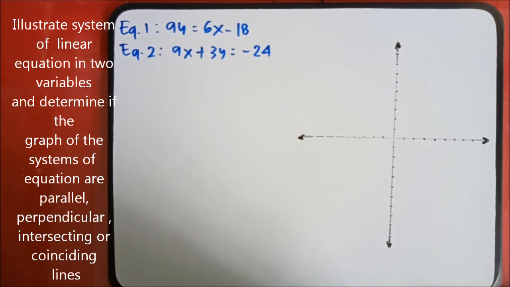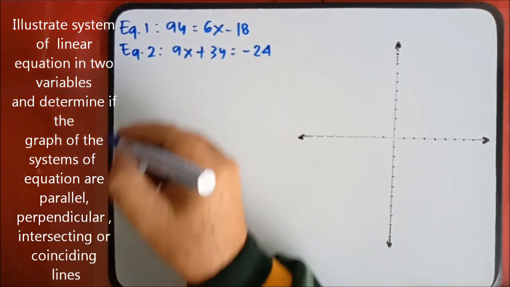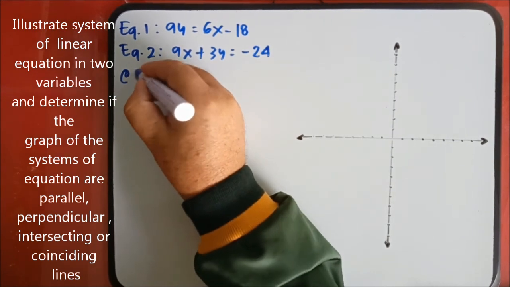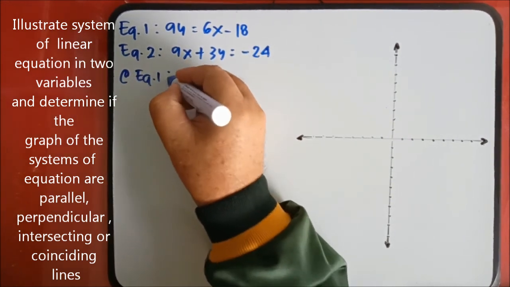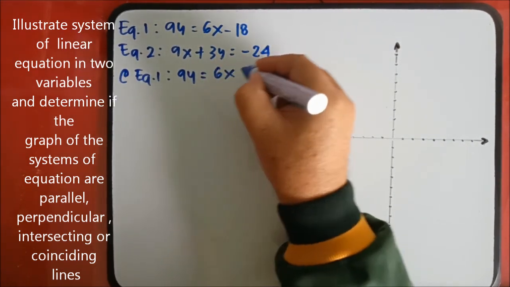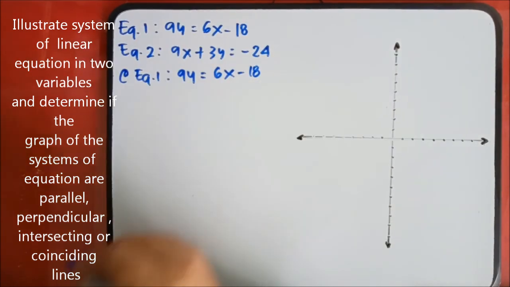Sir, why slope-intercept form always? We can also use 2 points. We can also use the x and y intercepts. Yes, we can. Okay, let's try this one. At equation number 1, 9y is equal to 6x minus 18.